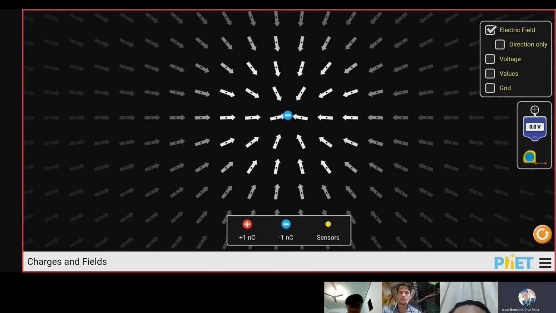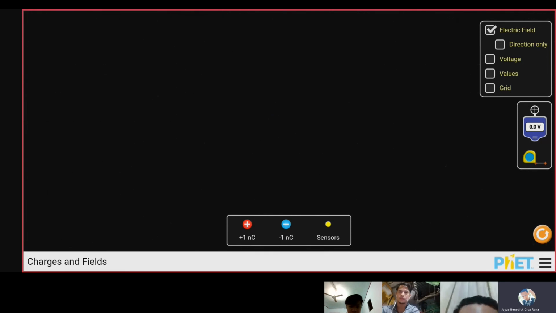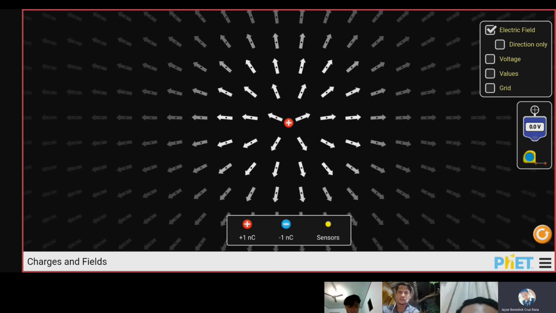For number 3, drag and drop sensors at least in several areas around the charge. Use the voltmeter to determine the electric potential of each location, labeling each spot as you go. Be sure to include the sign of the potential. Repeat the procedure with a negative source. So, ang gagawin, first is positive, then maglalagay po ng mga sensor.